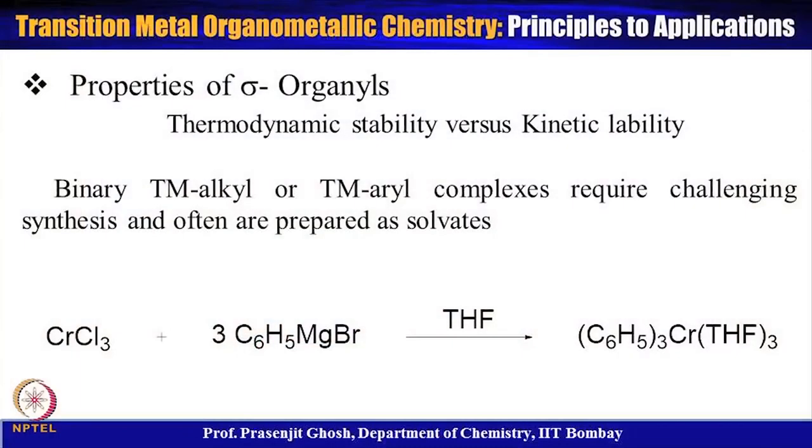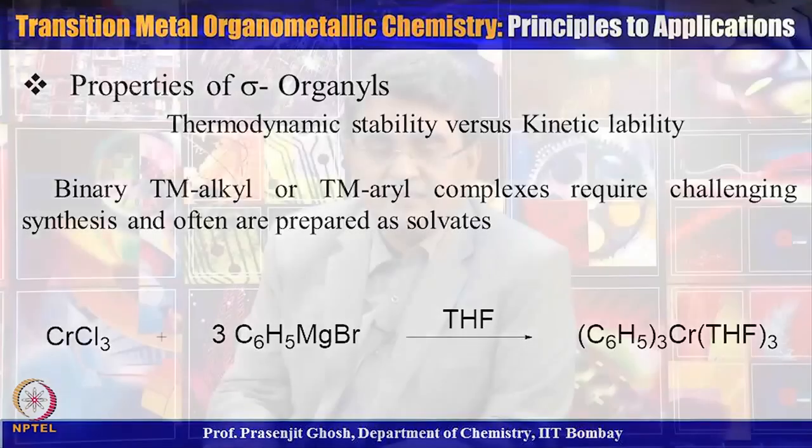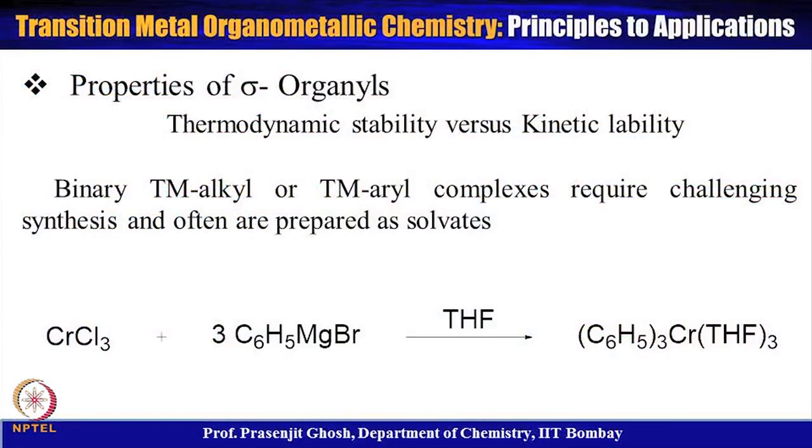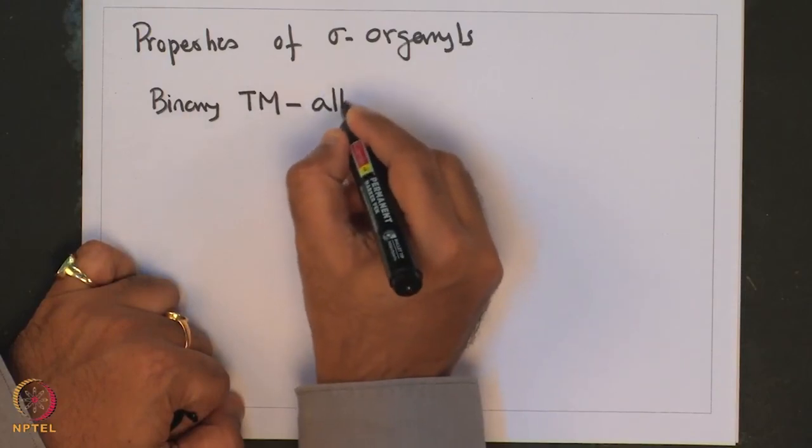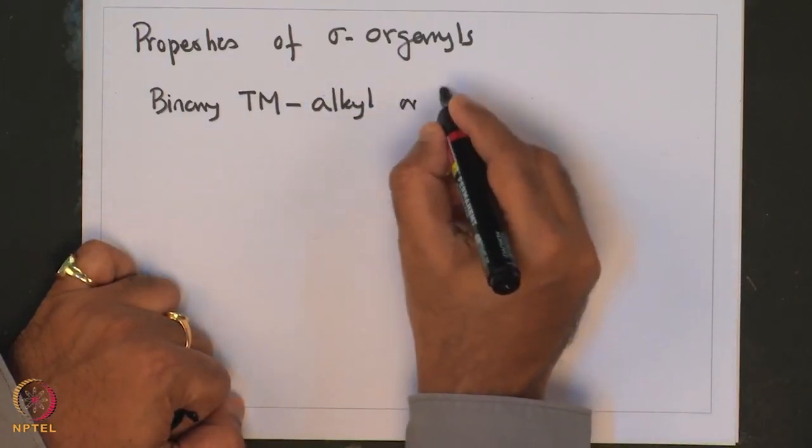Now, these complexes initially were thought to be thermodynamically unstable, as they were very difficult to prepare. But later on, it was found that they are indeed thermodynamically stable, but their instability arises from their excessive kinetic reactivity. Hence, preparation of binary transition metal alkyl or transition metal aryl requires challenging conditions.